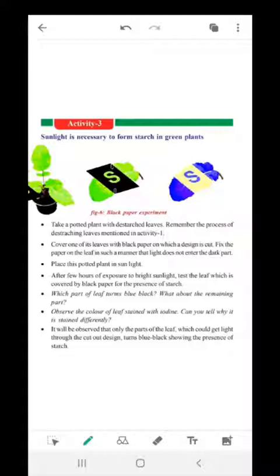It will be observed that only parts of the leaf which could get light through the cutout design turn blue-black, showing the presence of starch. It is very clear that when the light enters through the cutout design, it turns blue-black, indicating the presence of starch. But the leaf which is covered with black paper will not show the color change because of the absence of starch.